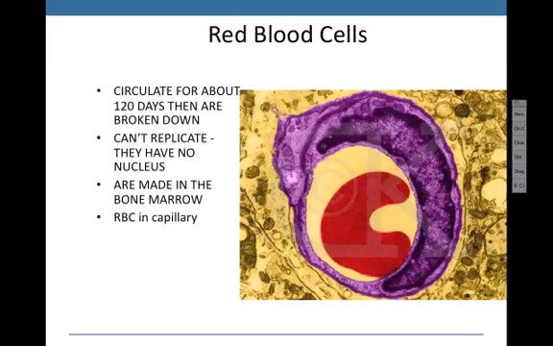They can't replicate. They don't go through mitosis since they don't have a nucleus. But they are being constantly made in the bone marrow. So there's no lack of red blood cells.